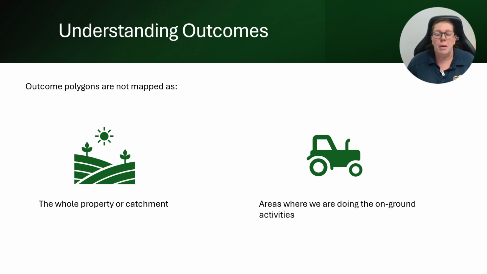Likewise, the SWIF does not map where we're going to be doing activities such as installing fences or undertaking pest animal control. While some of our activities might occur in the same area that we're intending to change, for example, if we're removing woody weeds to improve native vegetation condition, those two things might be in the same place, but it's not the activities we're mapping, only the area of change.